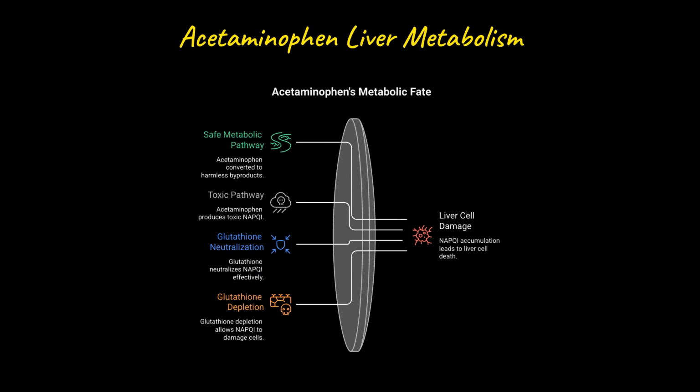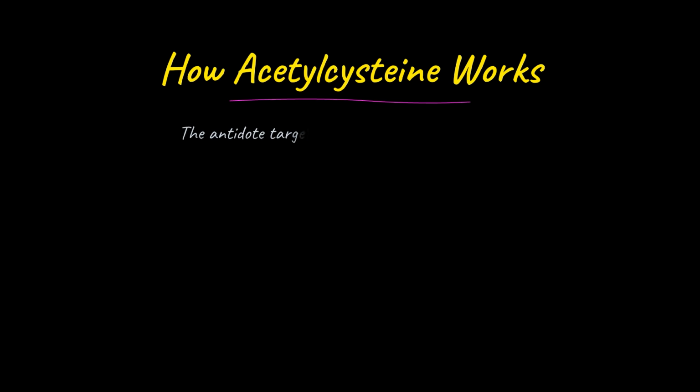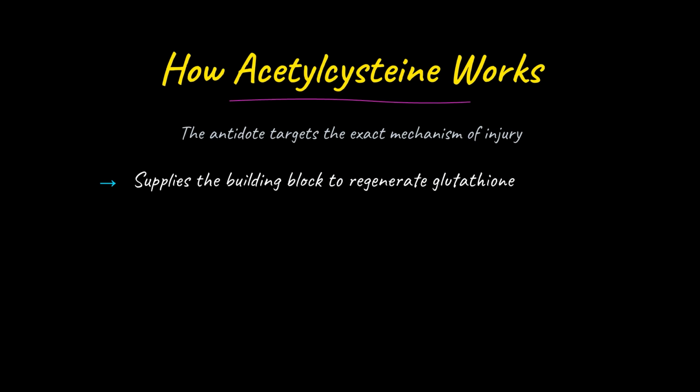In overdose, so much NAPQI is produced that it exhausts the liver's glutathione supply entirely. Once glutathione runs out, free NAPQI attacks liver cells directly, killing them in large numbers. Critically, severe liver failure may not appear until a day or more after the overdose, making early treatment essential before visible damage begins. Acetylcysteine works by replenishing glutathione.